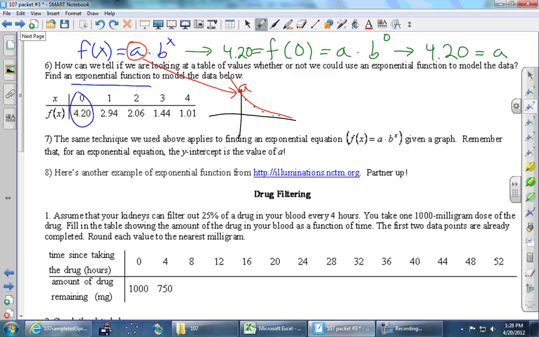Now we're going to pick a different point. You can pick any point you want to. I will pick this one; you could pick a different one. Again, we're plugging in how much is x. All right, so we've got f of 3. And how much is f of 3? 1.44.